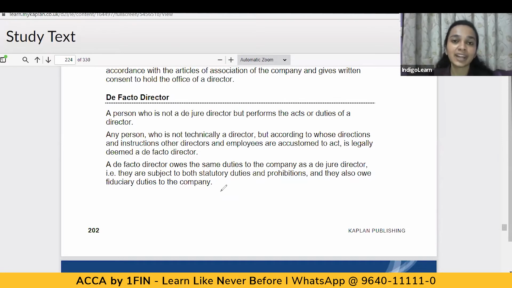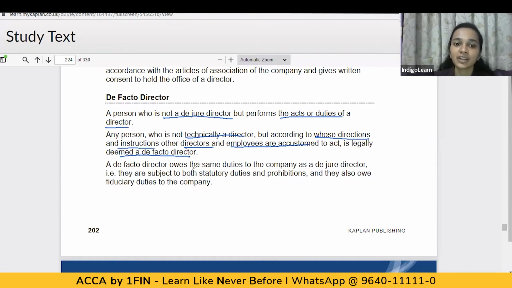So, a de facto director is basically a person who is not actually appointed as a director, but in accordance with whose instructions and directions the other directors or the employees of the company act. A de facto director is a person who is not a de jure director but performs the acts and duties of a director. So, he's not technically a director, but the other directors and employees of the company are accustomed to act in accordance with his instructions and directions. So, he is deemed to be a de facto director.